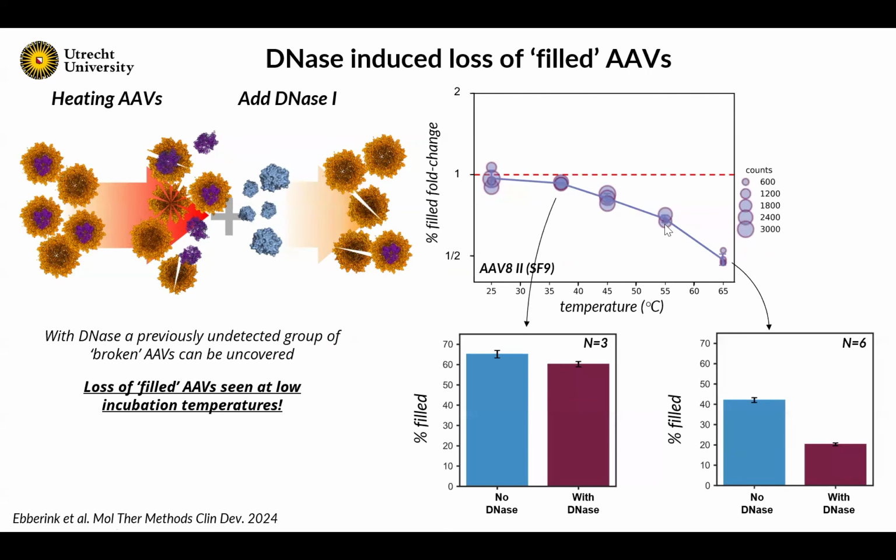But in this case, also incubating the sample first at 55 degrees has a certain effect, and also at 45, and even incubating the sample at 37 degrees and then adding DNase would give you a small drop in percentage of filled particles, even at this relatively low temperature.